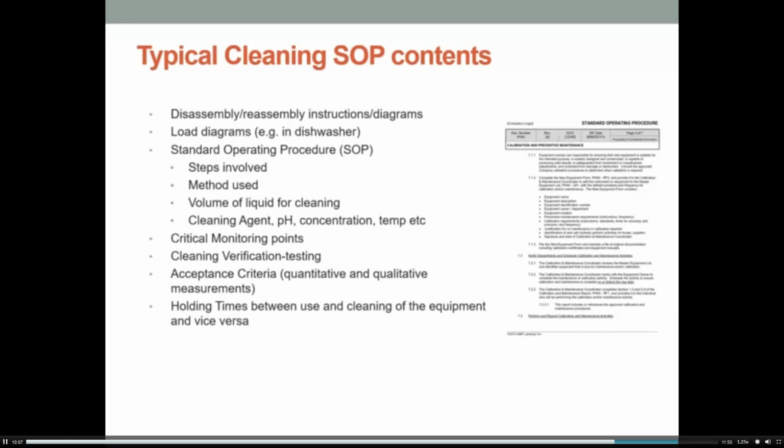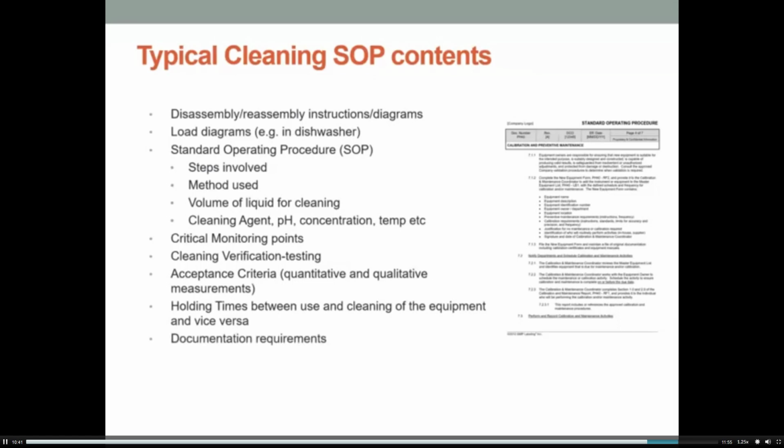And also the hold times between use and cleaning. So if you can imagine you have your porridge in the morning, if you wash your bowl straight away, it's generally not too difficult to wash. If you've left it sitting there for the entire day and you come back in the evening, it's a whole different ballgame trying to clean it at that stage. So there is a particular hold time that we are allowed to leave things dirty for before they are cleaned, because it does affect the cleaning process, and that again would be part of your validation.